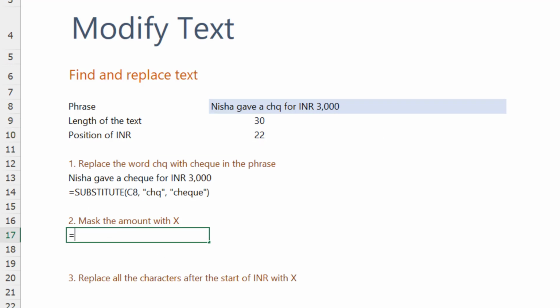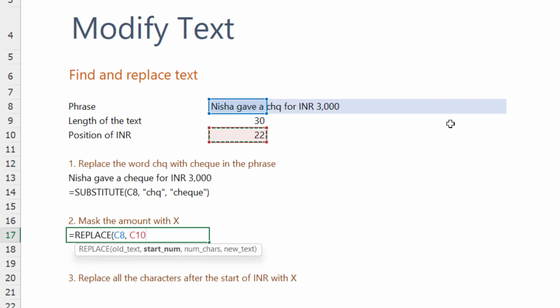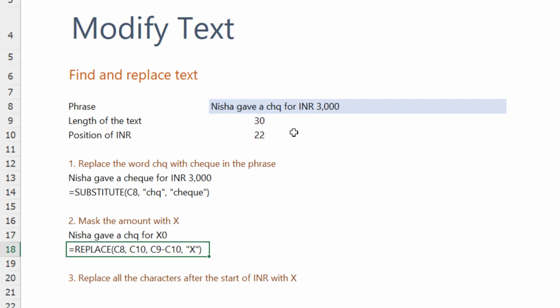So the way to do that would be to use a replace function, equals replace. The text is in cell C8. Here we are going to get the starting position. So my starting position is from 22 onwards. And how many letters do I want to replace? The total text is 30. So 30 minus 22, 8 letters have to be replaced. And replaced with what? I just want to have an X coming there. So this X is a text. So when we are typing it in a formula, it has to be within double quotes. So put X and close the bracket, and we've got the answer.